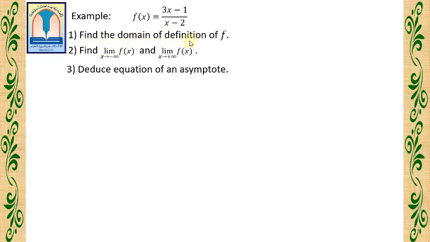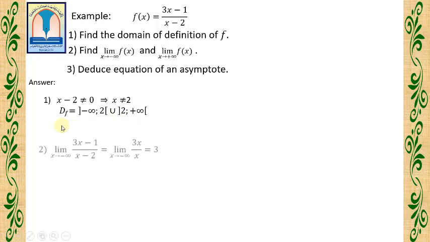Example: consider f of x equals (3x minus 1) over (x minus 2). Find the domain of definition of f. Find limit as x tends to minus infinity of f of x and limit as x tends to plus infinity of f of x. Deduce equation of an asymptote. Answer: x minus 2 is different from 0, then x is different from 2. So domain of definition is (minus infinity, 2) union (2, plus infinity).